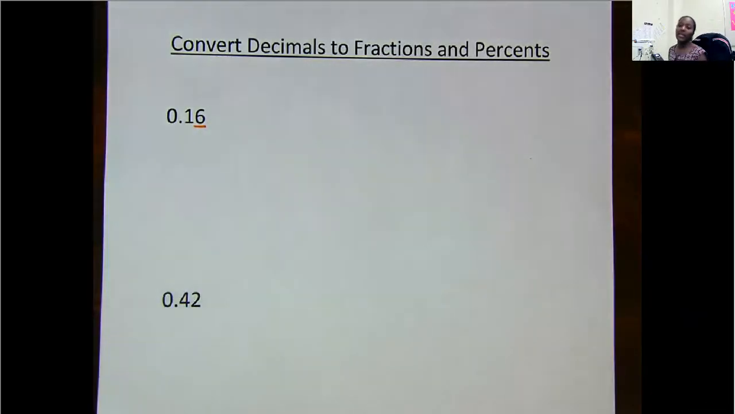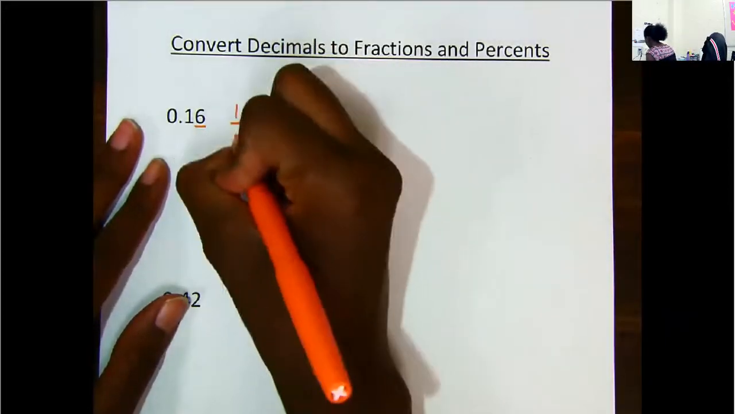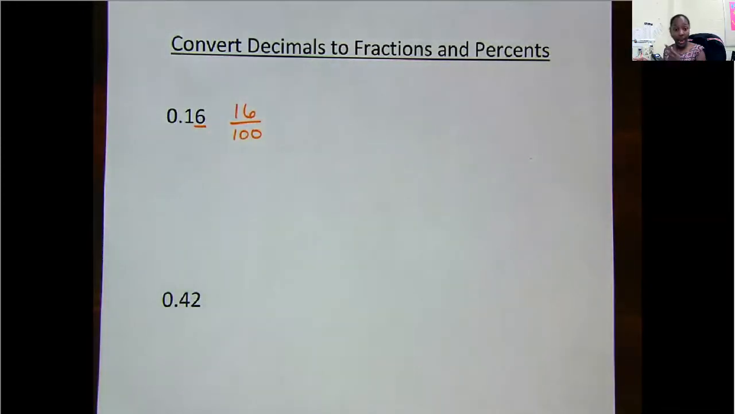This 16, the 6 is in the hundredths position. So I'm going to put 16 over 100. I now have a fraction, which is what I want. But remember, with fractions, you have to see if you can simplify them, because if you can, you need to. You need to put it in its simplest form, okay?